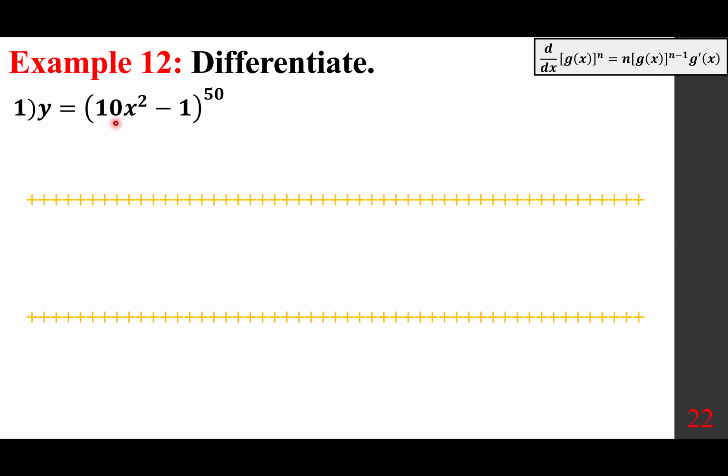Y equals 10x squared minus 1 to the power of 50. We use the extended power rule. So you write the formulas. If I'm differentiating this, I'm going to write this formula from memory, and I'm going to follow that. Instead of writing d/dx of this and d/dx of that, I'm going to write n, which is 50. Then the same thing to the power of 50 minus 1 or 49, g of x to the power n minus 1. Then the derivative of the inside is simply 20x. And I multiply these two, I get 1000x, I put it in front, and I'm done.